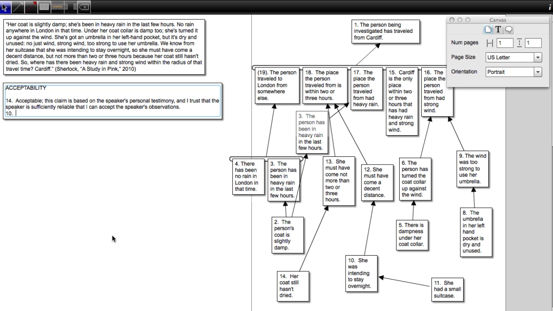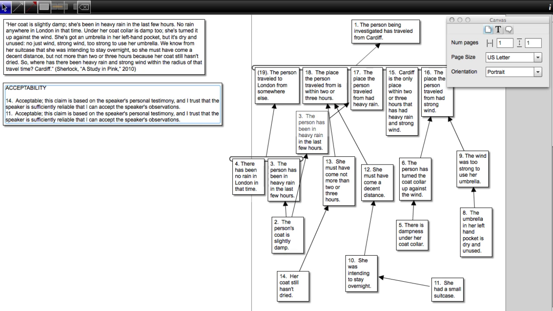10. The person was intending to stay overnight. Oh, actually, excuse me. Let me do 11 because actually in terms of the levels of the argument, a level is first. Same thing as the evaluation above. In fact, it's so similar, and this is not that unusual, that I'm going to copy it and paste it right in there. Right? This claim is also based on the person's observations, on their personal testimony. So I accept it for the very same reason that I accepted the claim number 14.